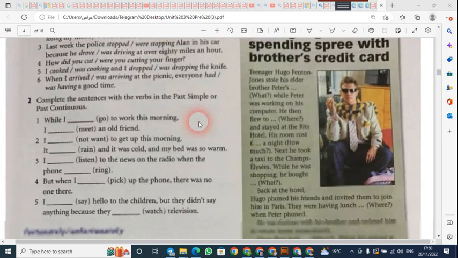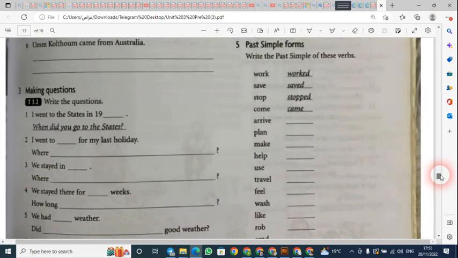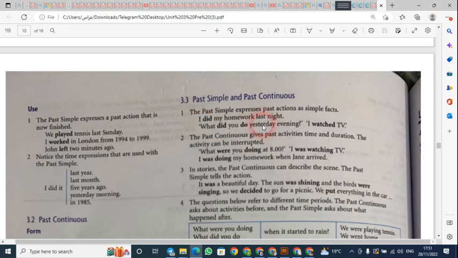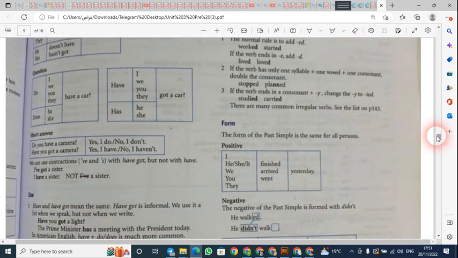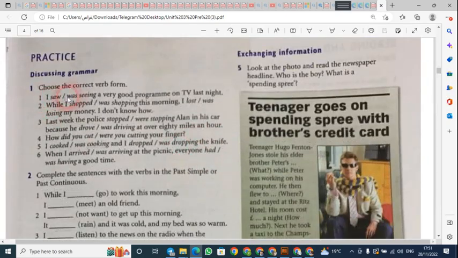Last night, this is very similar to what? This is similar to this. I did my homework last night. So we will use the past simple. نستخدم الماضي البسيط. I saw a very good program on TV last night. لو أنه ذكر الساعة في الساعة 10 مثلا at 10, it would be I was seeing or I was watching a very good program on TV at 9 or at 10.